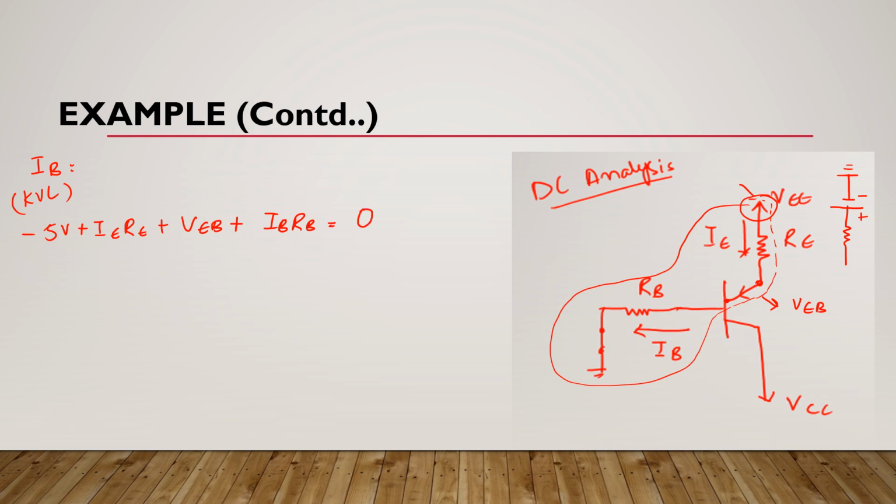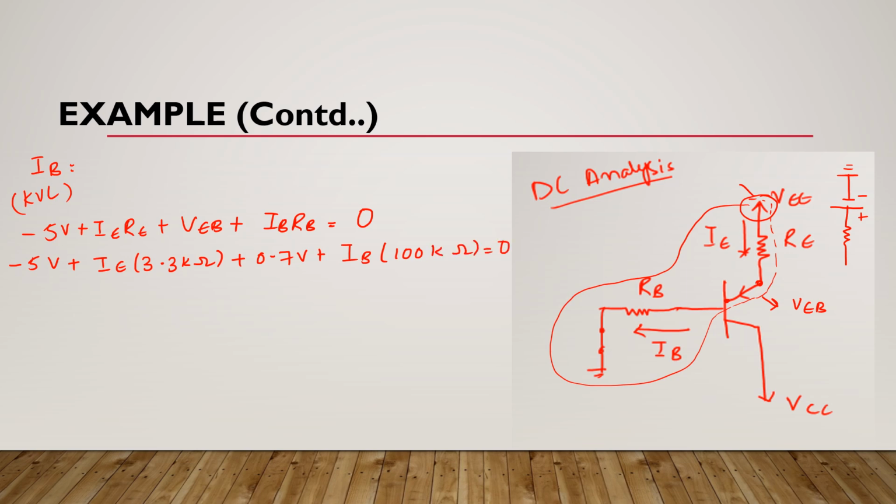Okay, now we know that this VEB is 0.7 volts, and we know what are the values of RE and RB. So this equation will become something like this. This is 3.3 kilo ohms. This VEB is 0.7 volts plus IB. This RB is 100 kilo ohms is equal to 0.